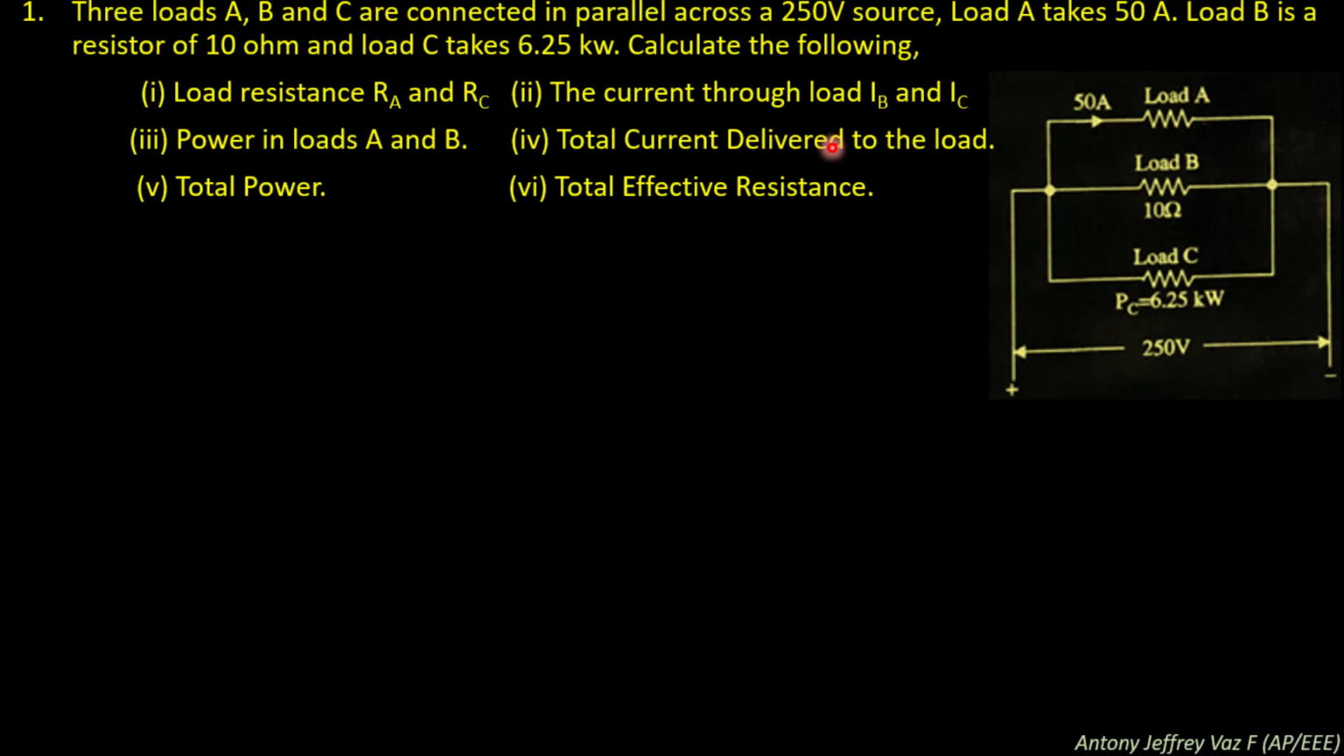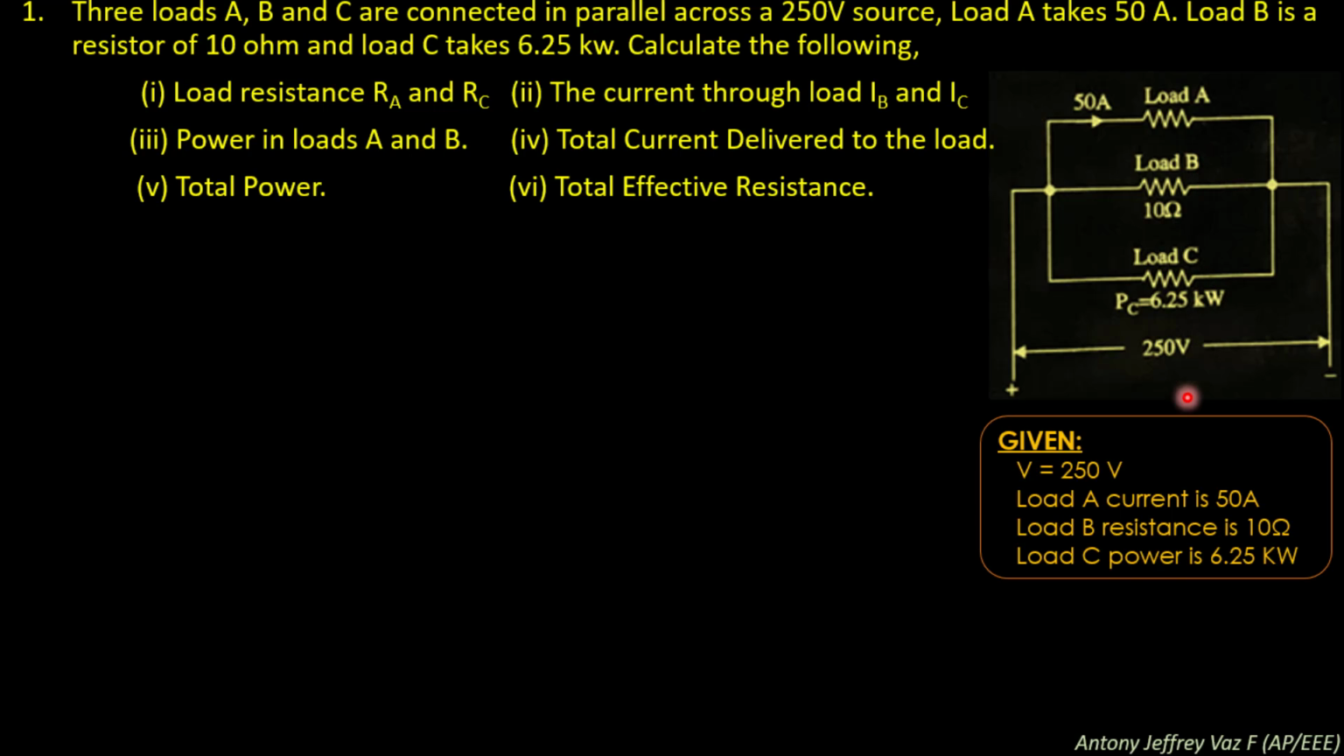Next, total current delivered to the load. So the total amount of current flowing to the total load, that is load A, load B and load C. Next, total power absorbed from the source, that is the total power delivered by the source. Then the total effective resistance of the load.